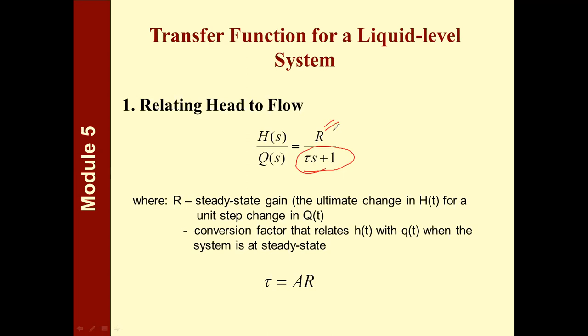Now, the steady state gain is to be viewed as actually the same as with the thermometer: the ultimate change in the level. In the case of the thermometer, it's the ultimate change in the reading of the thermometer for a unit step change in the input. In the case of the liquid level system, your input is Q of T, the changes in the volumetric flow into the tank. In the case of the thermometer, your input is the changes in the temperature of the environment, or, let's say for example, of the bath where your thermometer is placed.